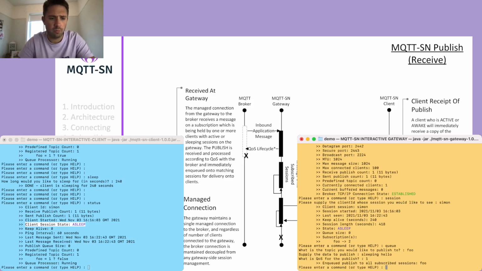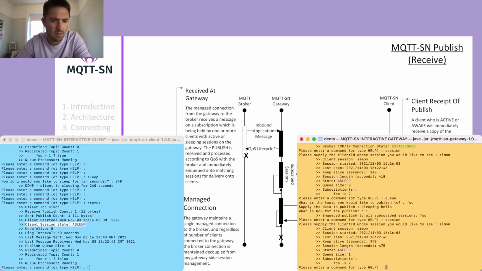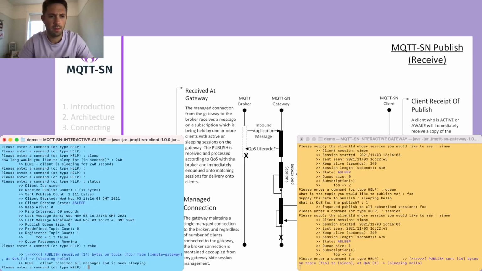and we'll deliver QoS1. So now if we look at his session, bearing in mind he's sleeping, we'll see that his state is still asleep, and his queue size is 1. So that means when he decides to wake up, he has a buffered message that he receives immediately as he wakes. So he's woken up, he's received from the remote gateway, sleeping hello, and then he's immediately been sent back to sleep using the PINGRESP as per the sleeping life cycle.